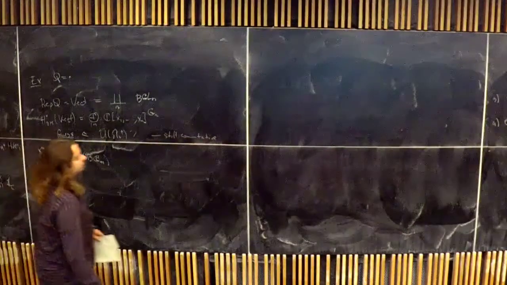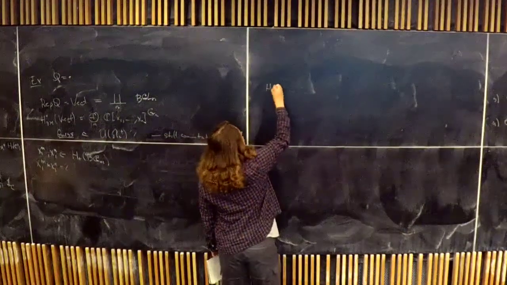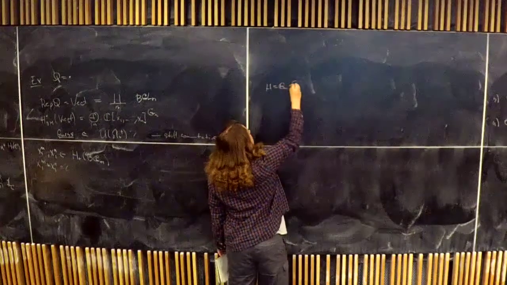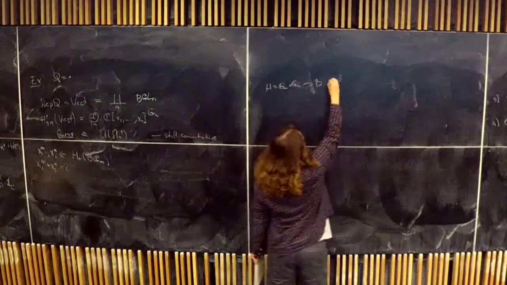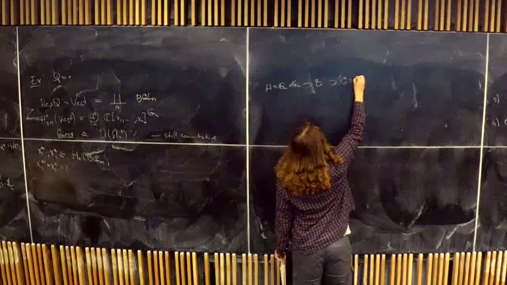So let me, for the moment, write H for GM plus GM. It's contained in Borel, it's contained in G, GL2.